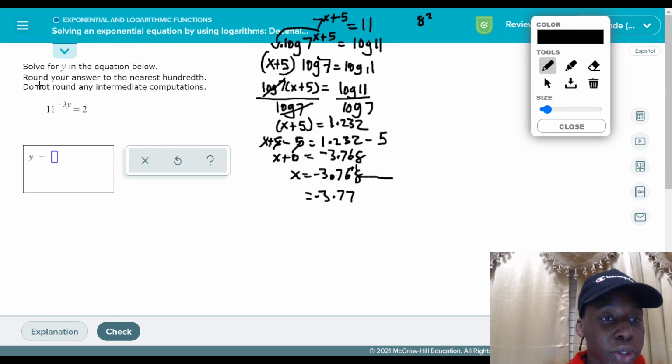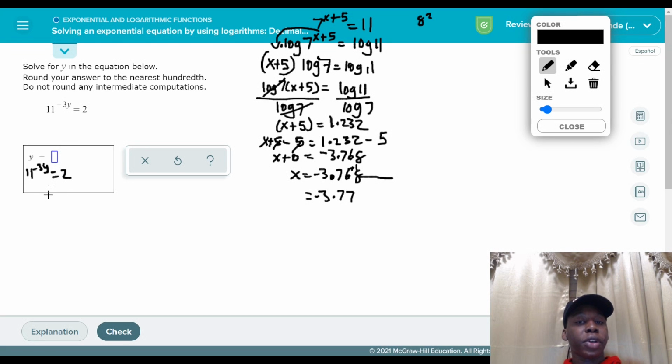So we're asked to solve for y in this case, okay? And feel free to pause the video if you just want to test the knowledge. Okay, so let me go to the question. This question says, we have to find y. Basically, this is 11 to the power minus 3y equals 2.